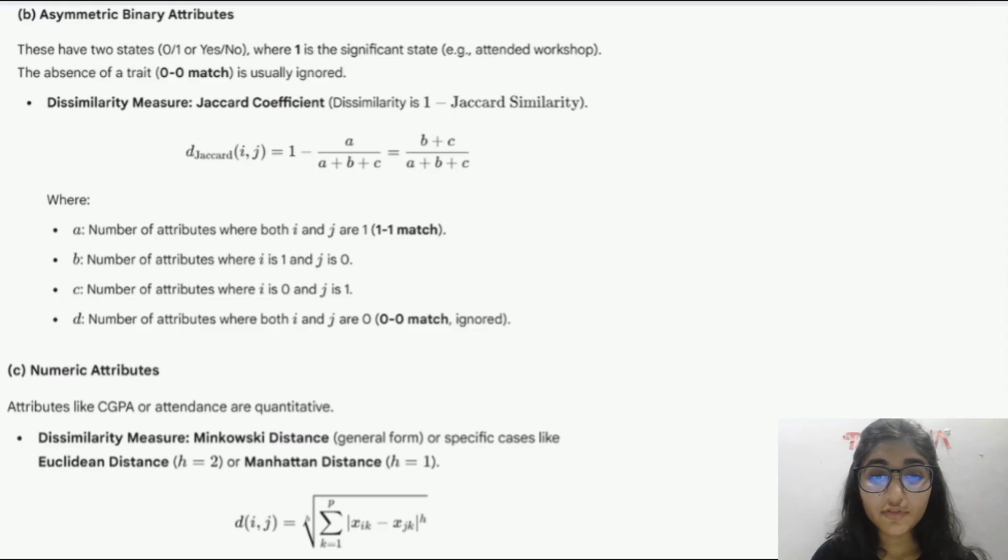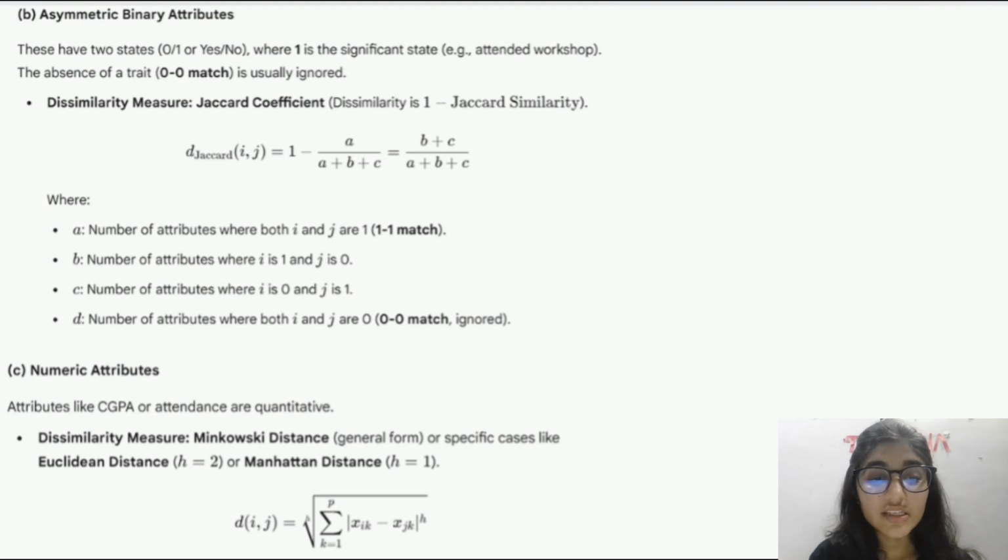So d(i,j) = 1 - a / (a + b + c), that is (b + c) / (a + b + c), where a is the number of attributes where both i and j are 1. b is the number of attributes where i is 1 and j is 0. c is the number of attributes where i is 0 and j is 1. And d is the number of attributes where both i and j are 0, that is 0 0 match, which is ignored. So this is how it is calculated.